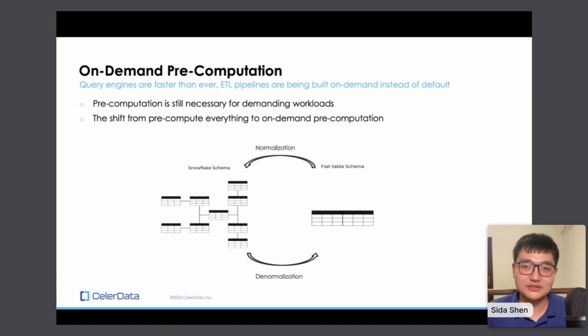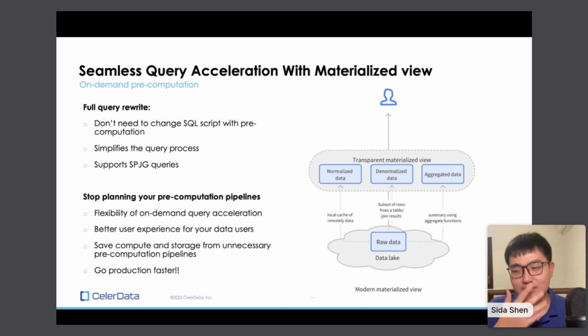I think one of the reasons why this is happening is that query engines as a whole are running so much faster than before now, right? ETL pipelines are now being demanded to build on demand, instead of defaulting everything to denormalization or pre-aggregation, right? So it's basically a shift from pre-computing everything to on-demand pre-computation, and this on-demand is a problem we have to solve today, right? And the way to solve this for us is materialized view, right?